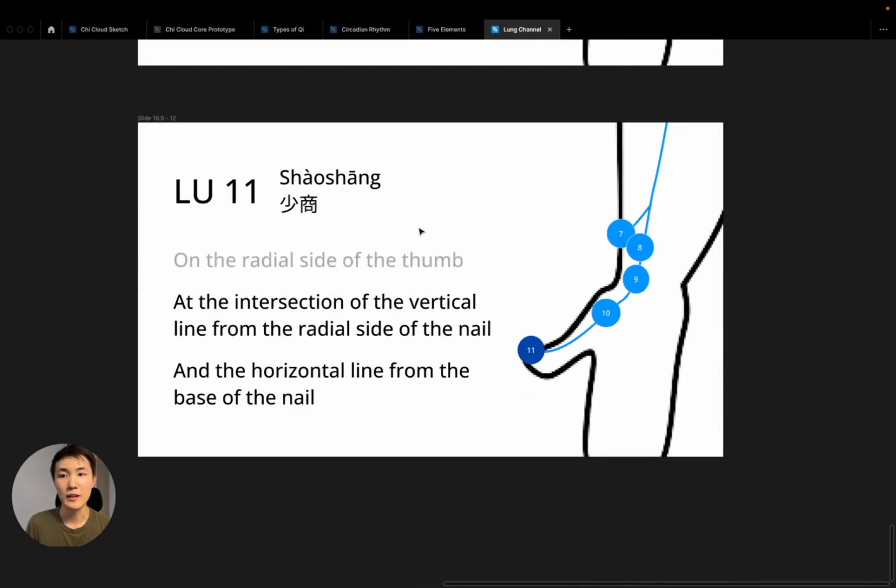Finally, we have lung 11, 少商. It's on the radial side of the thumb, and it's at the intersection of the vertical line and the horizontal line of the base of the nail. And so you'll find that it's basically at the corner of the thumb on the radial side. And that's where lung 11 is.